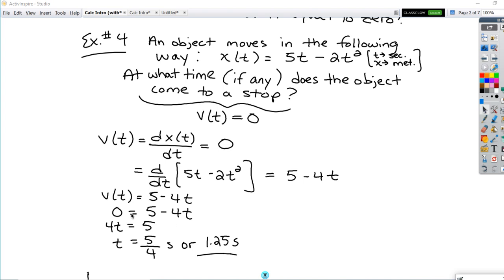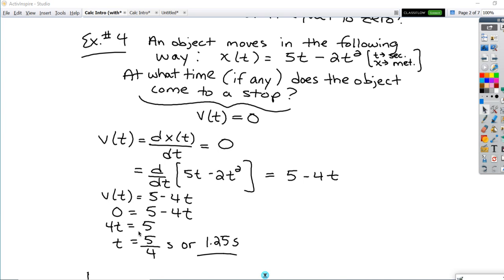So I can add 4t to both sides, divide both sides by 4, and I get that t equals 5/4 seconds, or 1.25 seconds. So this is the time that if I were to plug this into my velocity function, it would get me v equal to 0.